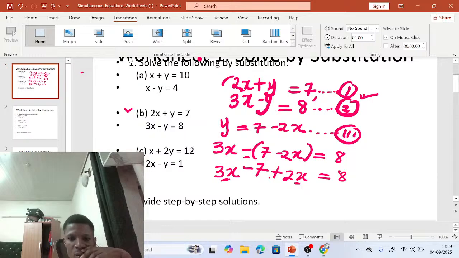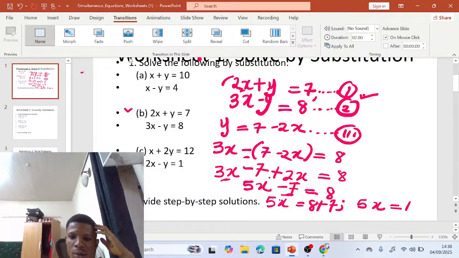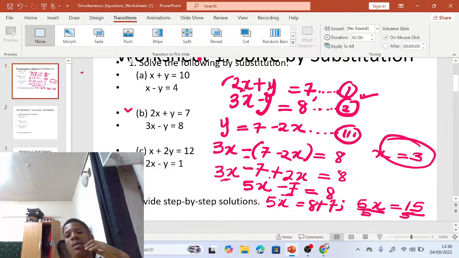If 3x adds to 2x, we are having 5x. Then minus 7 is equal to 8. Since we have minus 7 here, we just have to add 7 to both sides, showing that 5x is equal to 8 plus 7. 8 plus 7 is 15, meaning that 5x is equal to 15. To get x, I divide by 5. If you divide by 5, you have that x is equal to 3. And that's the answer. So x is equal to 3.